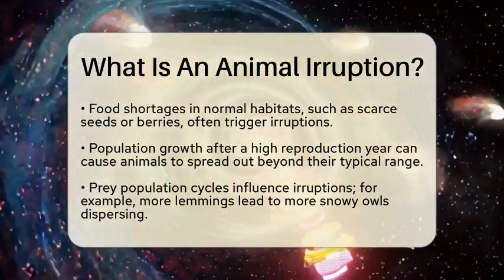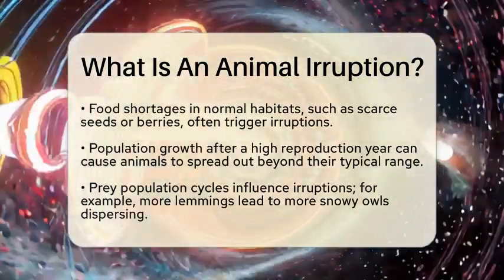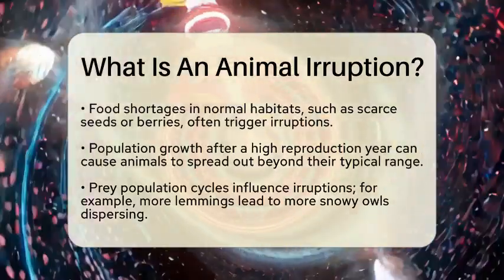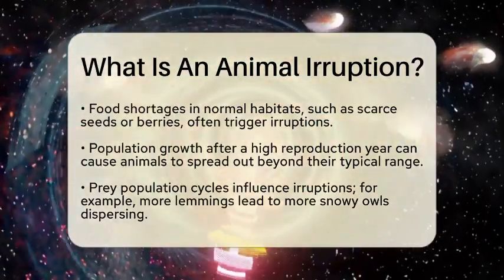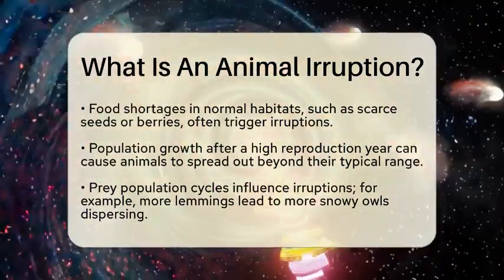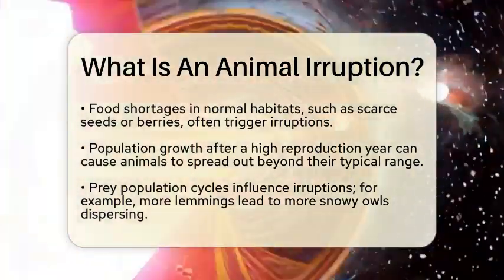The main reasons for eruptions include shortages of food in their regular habitats. If seeds or berries become scarce, birds and other animals are forced to find food elsewhere. For instance, if a poor seed crop happens in the north, seed-eating birds like pine siskins will move south in search of better feeding grounds.